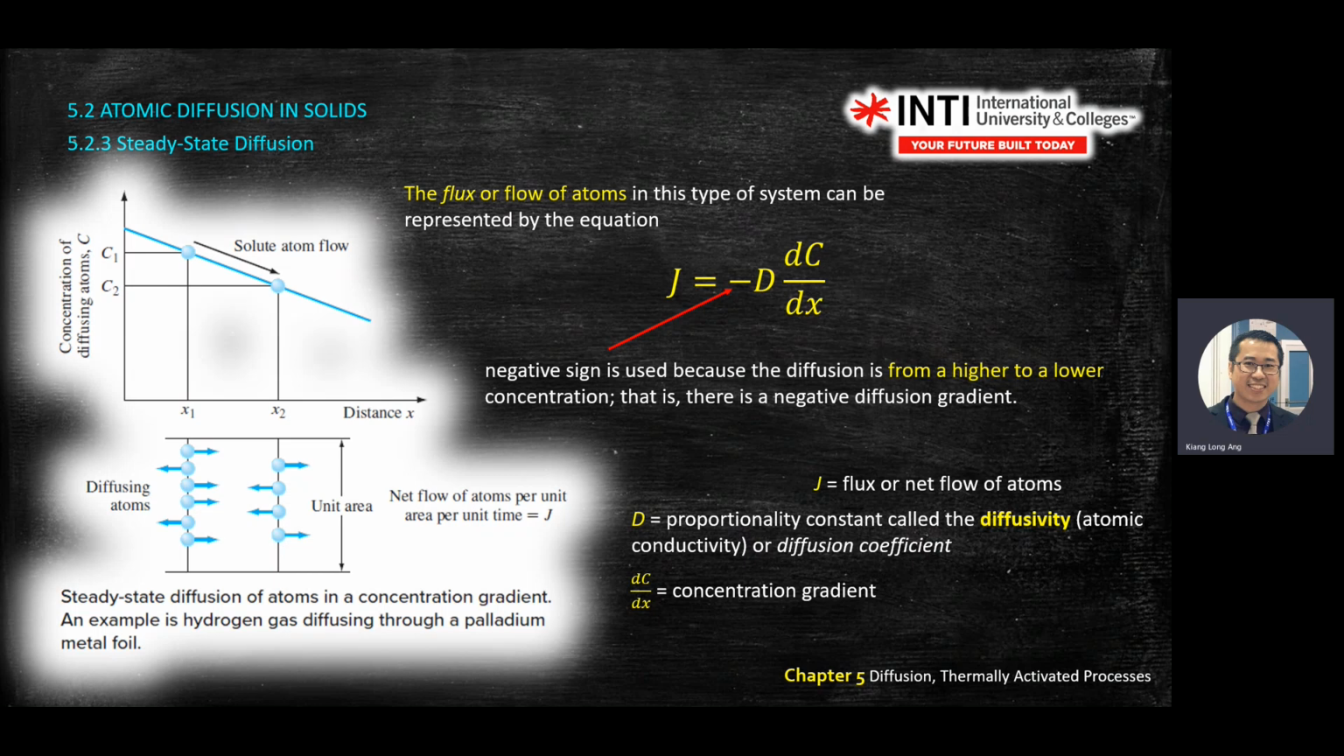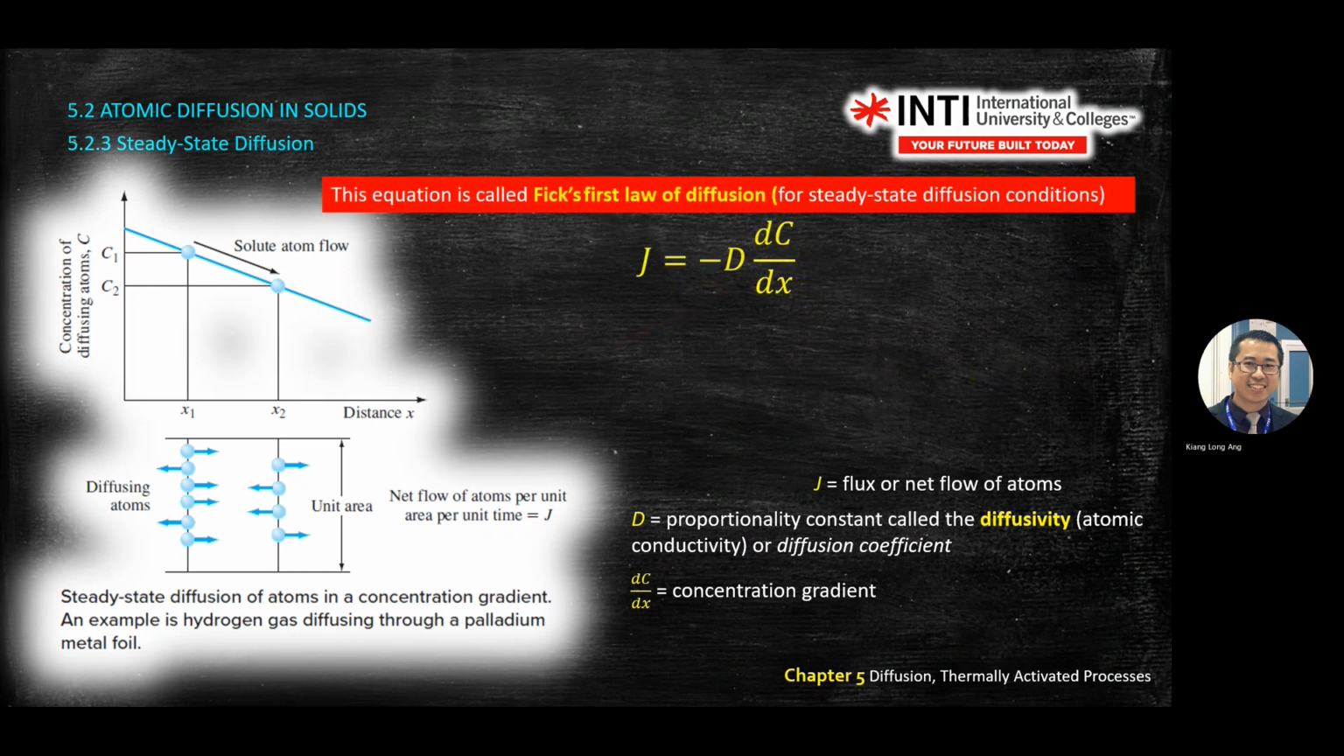And the straight line in steady state here is slanted. It's a negative gradient. This equation is also called Fick's law of diffusion. So when the question mentions using Fick's law of diffusion, it means we expect you to write this equation out and use it for calculation.